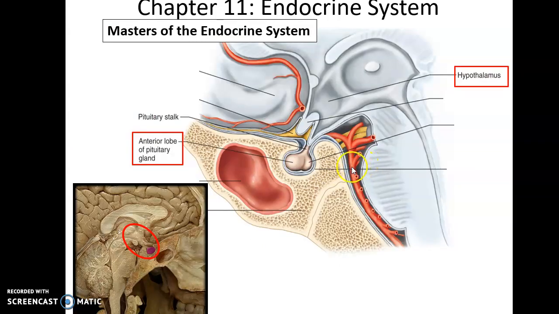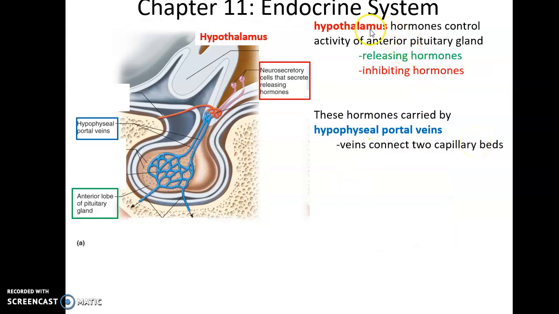All right, so the master controllers of the endocrine system are considered the hypothalamus and, to a smaller degree, the anterior pituitary gland. So the hypothalamus, part of the brain, is considered the master controller of the endocrine system. The hypothalamus produces hormones that control activity of the anterior pituitary gland. So it has releasing hormones that it releases that go to the anterior pituitary gland, causing it to produce its hormones. And the hypothalamus can also secrete inhibiting hormones, which go to the anterior pituitary gland and cause it to stop producing its hormones.